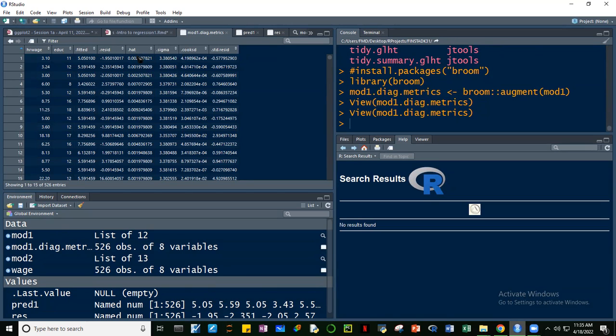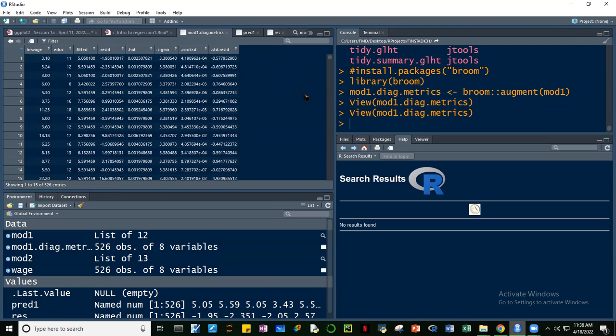hat is the standard deviation of the fitted. Okay, sigma is the standard deviation of your residual. And then your Cook's distance, we use it to determine if our data has outliers and influential points. And then the standardized residual. Okay, sigma is the standard deviation. And then there's also the standard error of the residual, this .std.resid. This is the standard error of our fitted value.